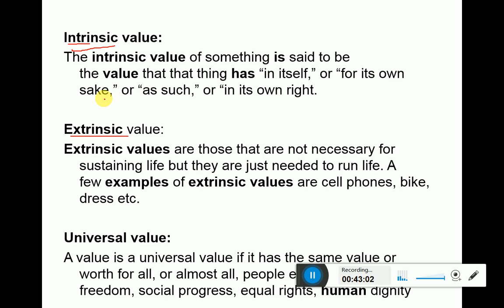A value is a universal value if it has the same value or worth for all matlab tool de para yo rakam muhimadi. Some examples are peace, freedom, social progress, equal rights, and humanity and dignity. So simply stated value muktasir akai value muktasir dar akai. It is not doing things right but doing the right things. Hope inshallah a bit idea will be clear. Thank you so much.